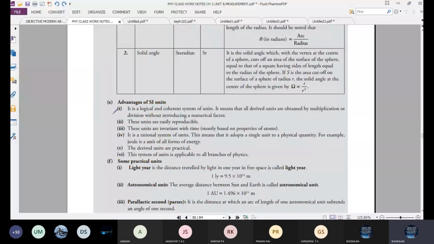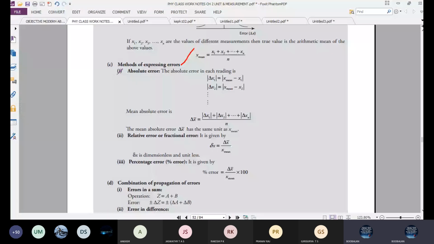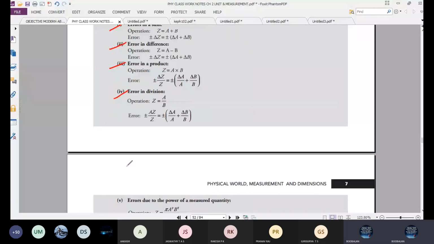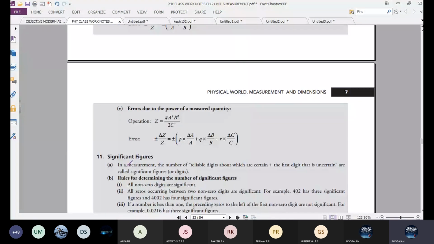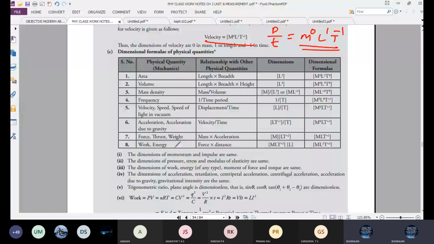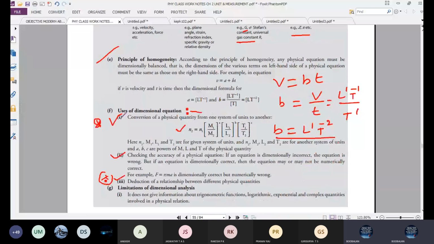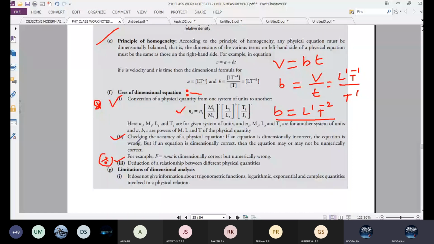Error related problems: absolute error, relative error, percentage error, combination of error, error in sum, error in difference, error in product, error in division, error in power, significant figures, round up, dimension formula, variable and constant, physical quantity, variable quantity, constant quantity, principle of homogeneity, the uses of dimension formula: the conversion of physical quantity from one system to another system, checking the accuracy of physical equation, deduction of relationship between the different physical quantities.